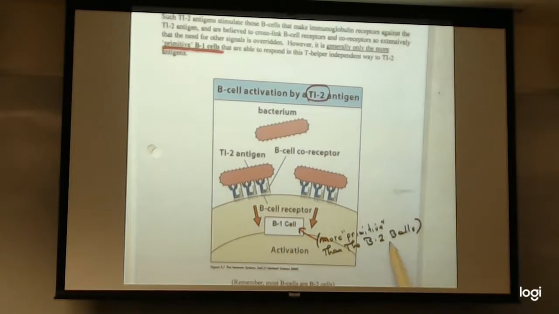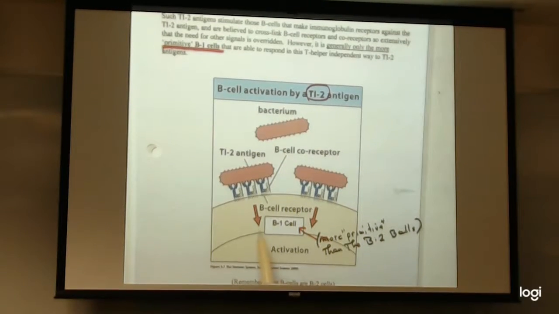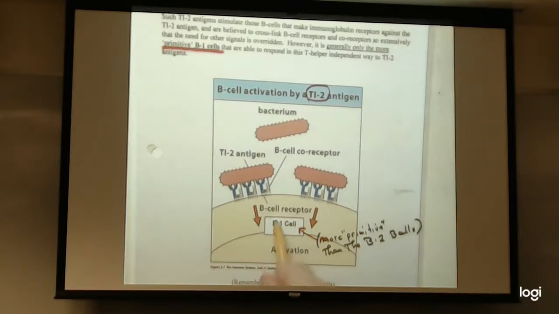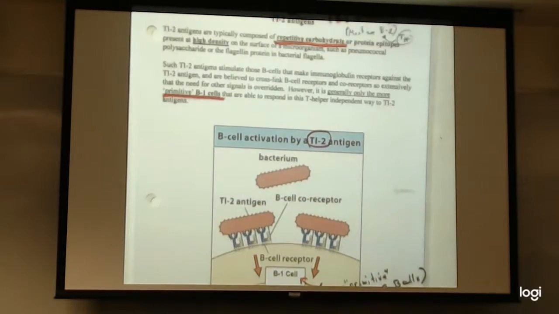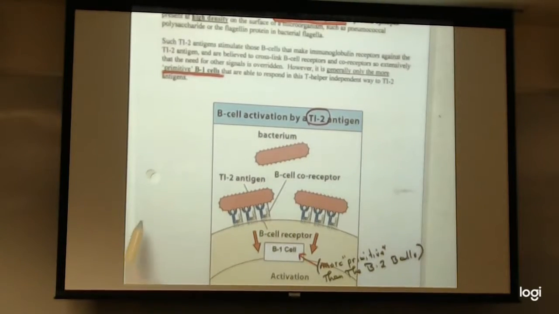B2 cells are the main B cells we've been talking about. I mentioned in a previous lecture that there is some number of these more primitive B1 cells, and they fire off without CD4 T cell help against these highly repetitive, high density antigens.